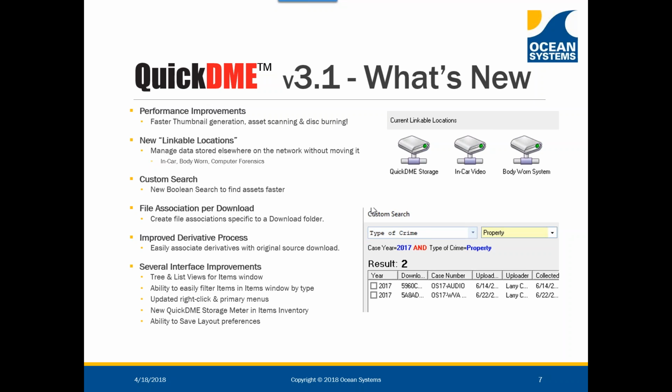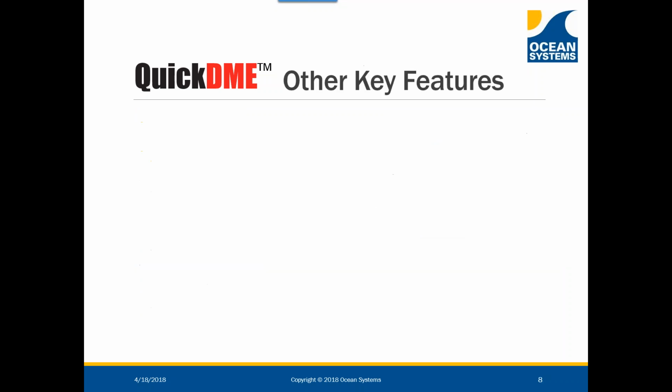We've made a number of interface improvements as well, which I'm getting ready to show you, such as adding different views in our items window, adding the ability to filter items in the items window. We've updated menus, both the primary menu and our right-click menu, to make things quicker and easier to find. We've added new storage meter from customer requests so that they can see how much storage they're leveraging for their primary QuickDME storage location. Added the ability to save layout preferences and more.